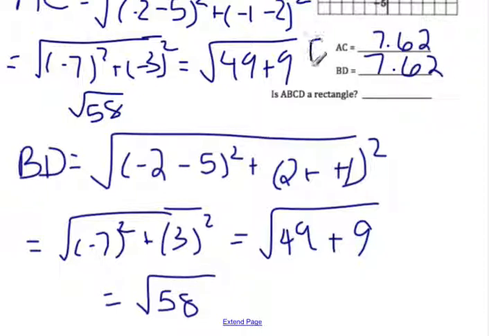So I see that my two diagonals are congruent, which means that I do have a rectangle. I know for sure that it's a rectangle.